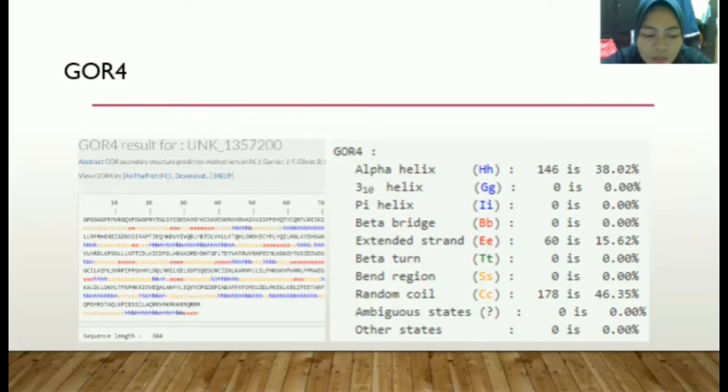So the recent study has shown that between these three tools, the JPred tool is the most accurate because it can predict about 82.0% of three-state alpha helix, beta strand, and coil for secondary structure prediction. While for the SOPMA, it can only predict approximately around 69.5%, as well as the GOR4, which can only predict an accuracy of about 69%.